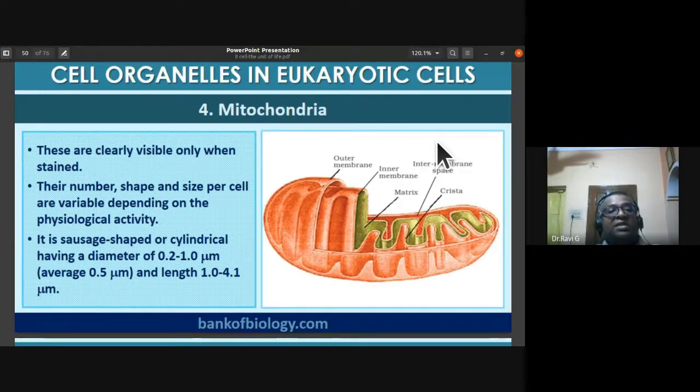Then we discussed lysosomes, which are the suicide bags of the cells. They are membrane-bound vesicles. Within this vesicle, they have hydrolytic enzymes, hydrolases like lipases, proteases, carbohydrases, nucleases. So they bring about the digestion of carbohydrate, protein, fats, and nucleic acid. So that is the role of lysosomes.